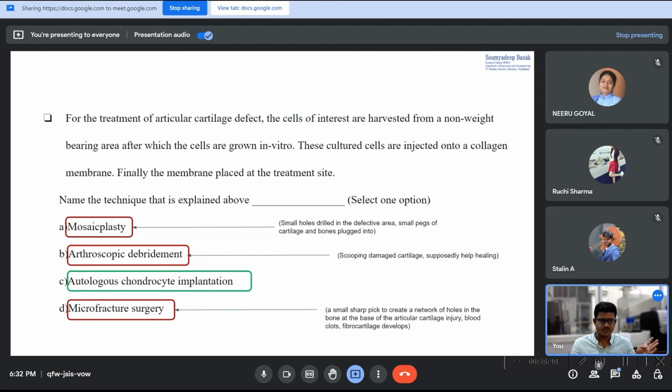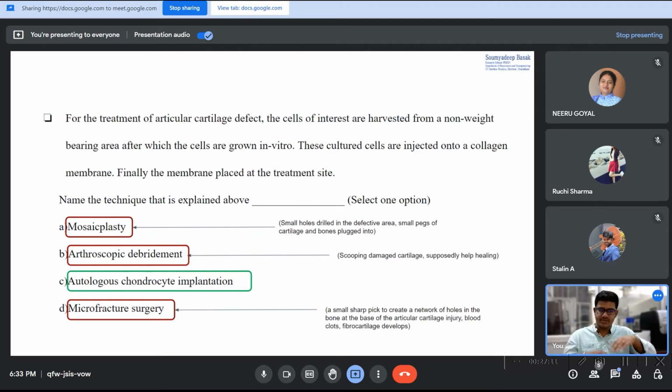What was arthroscopic debridement? It is scooping of those areas so that the blood and certain cells come out and then collagen repair occurs. Then there was mosaicplasty also. Remember, mosaic is small holes, and then plugs of scaffolds that are cartilage and bone are inserted for the tissue there. That is mosaicplasty. Remember it this way.